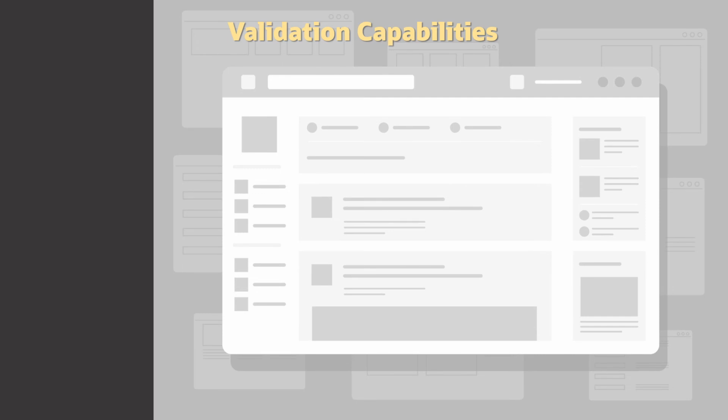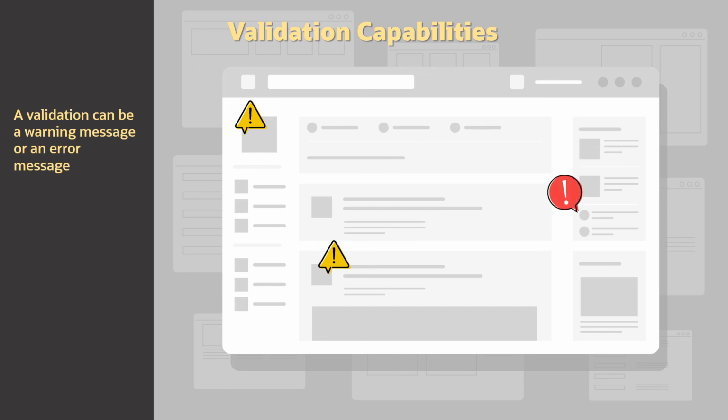You can leverage the extensive criteria available and have it relevant to the current context while validating fields. A validation can be a warning message before proceeding, or it can be an error. These messages appear in the same window along with the out-of-the-box error messages.